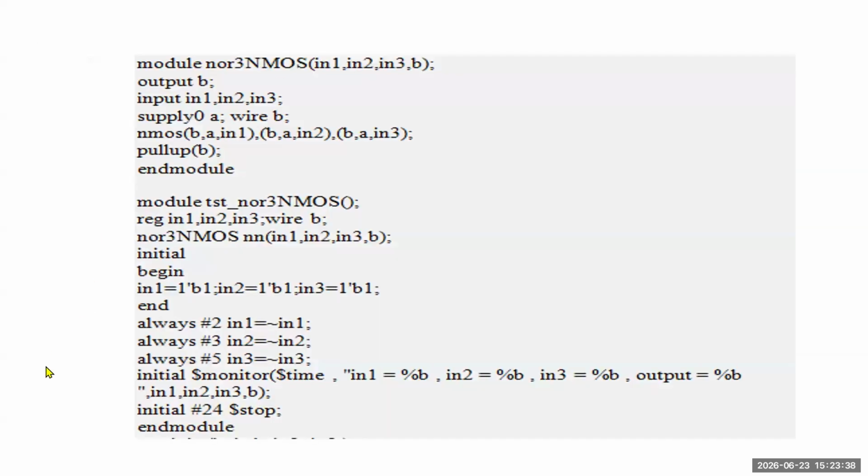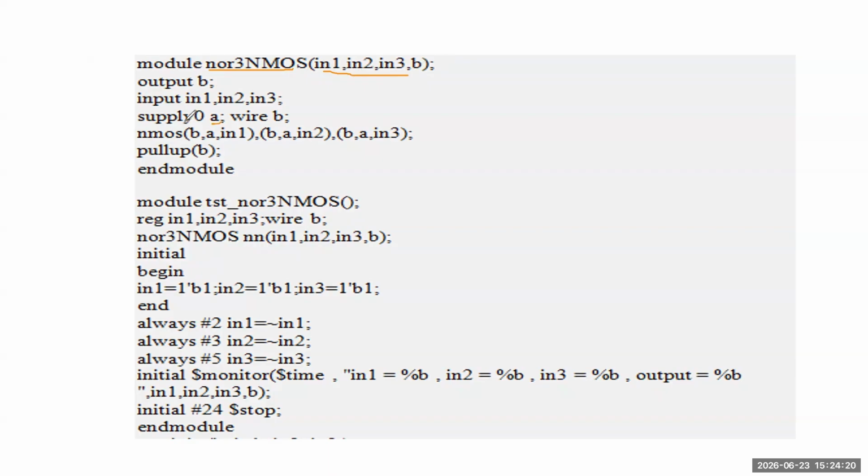Coming to the program, module name. Module name is user defined. Within the parenthesis, we have to represent the inputs and outputs. The inputs for the lower transistors are in1, in2 and in3, and the upper transistor gate is shorted to source. So VGS equals 0. No, we are not using any input there. And output is B. We are specifying the output as B here, and the inputs as in1, in2, in3.